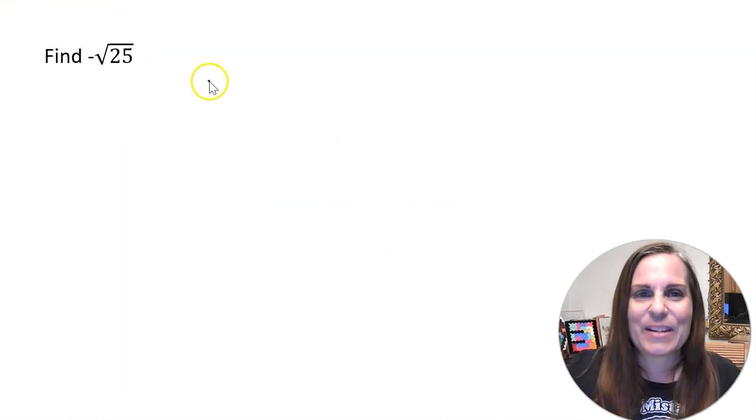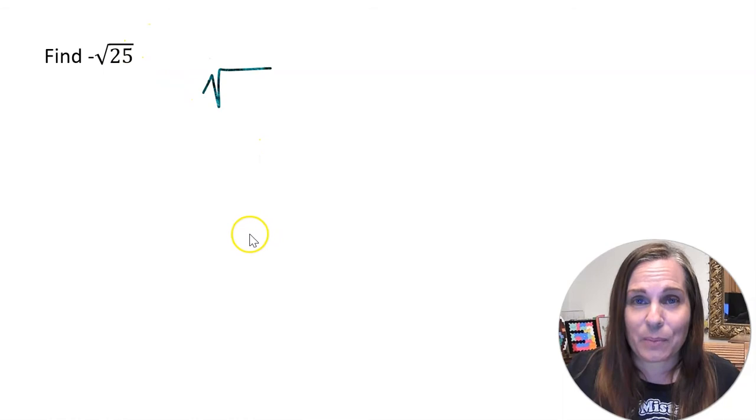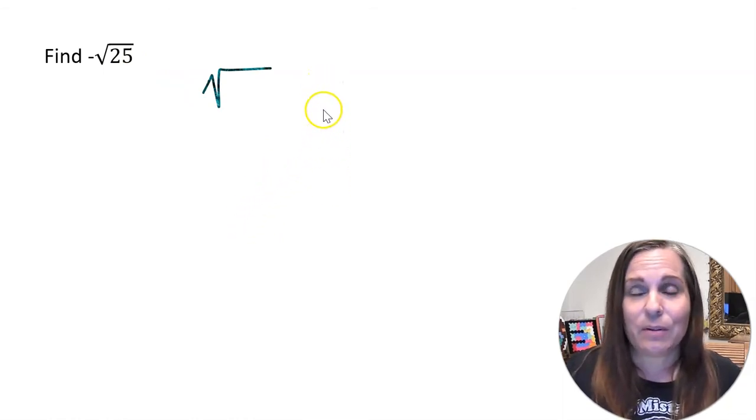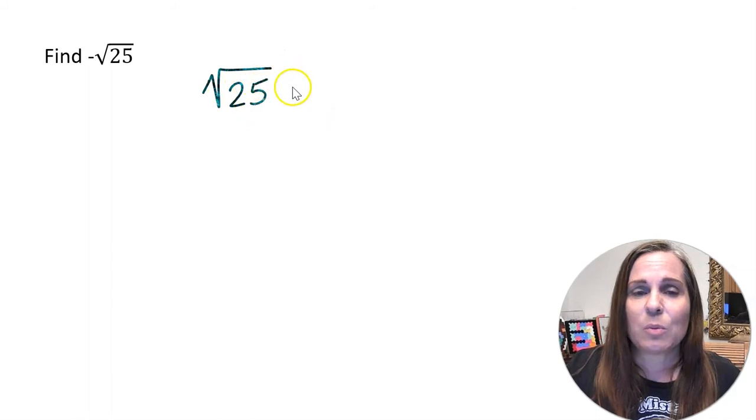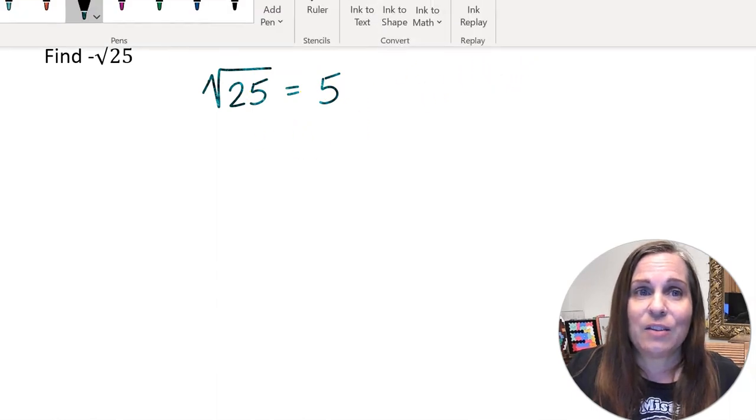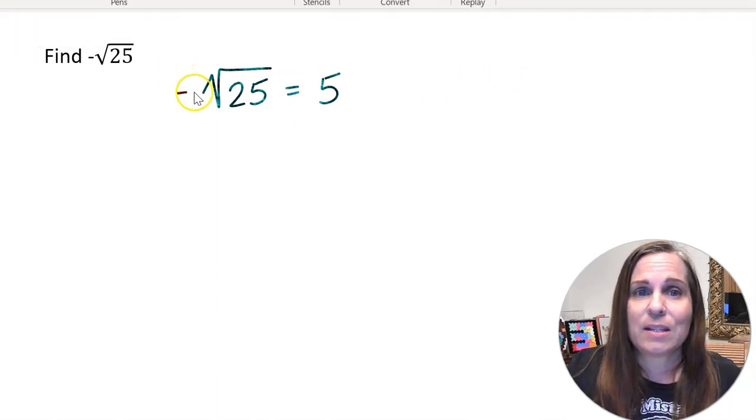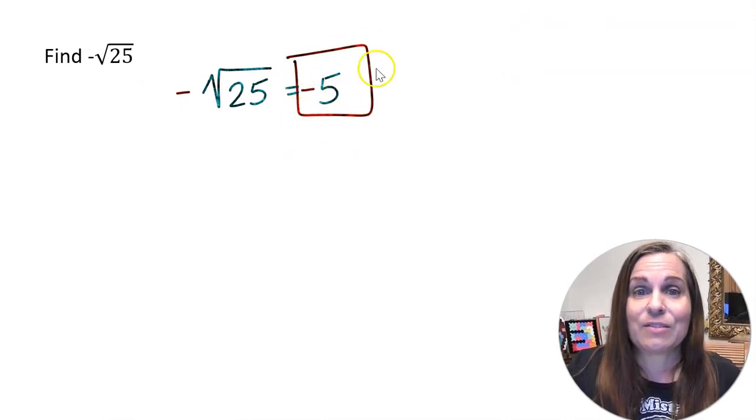So this one, when you're asked to find the square root, when you see that square root symbol, it means what positive number times itself equals the number inside. So we know that the square root of 25 is 5, right? But then there's a negative out front, so this negative out front makes our answer negative.